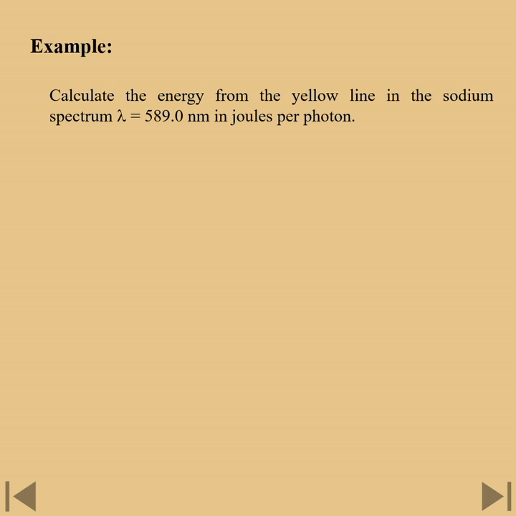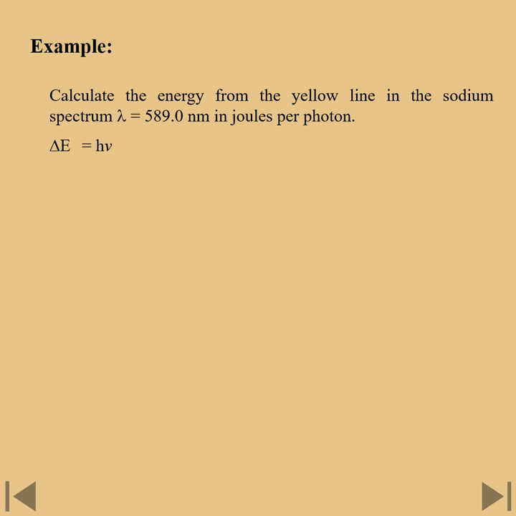Okay, another example, we're asked to calculate the energy from the yellow line in the sodium spectrum, where the wavelength is 589 nanometers. And we want our answer in joules per photon, which is the way it's going to come out using Planck's constant. Okay, well, our primary equation, E equals h nu. Sometimes we see delta E to remind us this is actually a change in energy between the higher and lower energy state. Meaning from the energy state of the higher electron to the lower allowed orbitals.